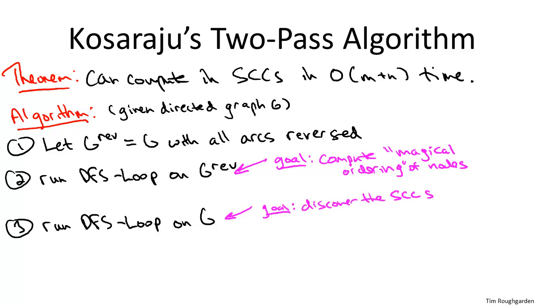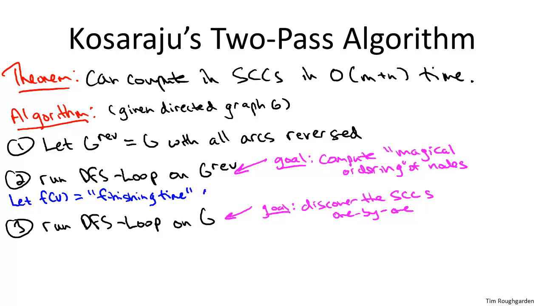Now, for the second depth-first search to work in this magical way, where it just discovers the strongly connected components one at a time, it's really important that it executes the depth-first searches in a particular order, that it goes through the nodes of the graph in a particular order. And that is exactly the job of the first pass. The depth-first search on the reverse graph is going to compute an ordering of the nodes, which, when the second depth-first search goes through them in that order, it will just discover the SCCs one at a time in linear time.